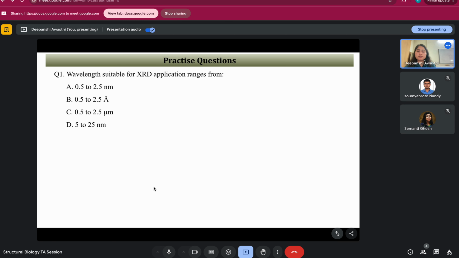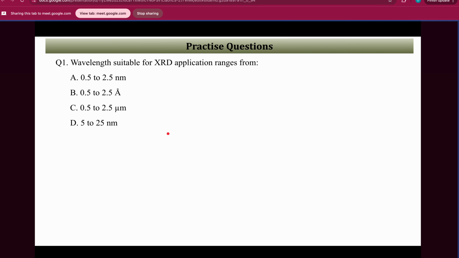So do you remember? Okay, option B. Now let's see, what is the right option? Yeah, you're right. The right answer is 0.5 to 2.5 angstrom, because in the initial slides we have seen that for X-ray diffraction it is generally between 0.5 to 2.5 angstrom.